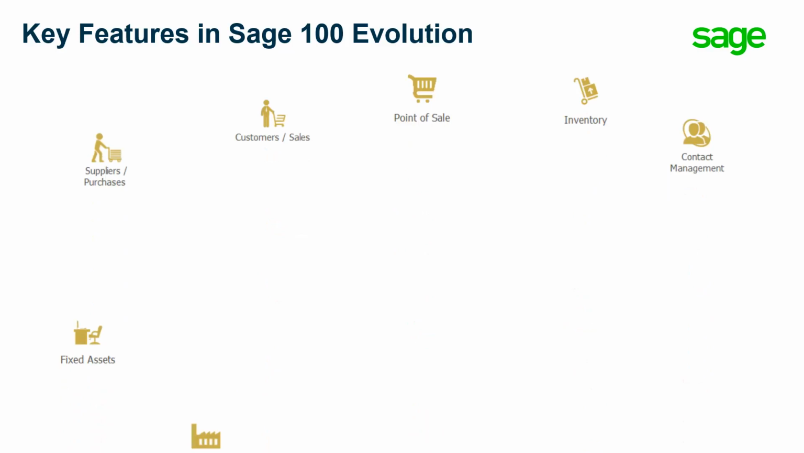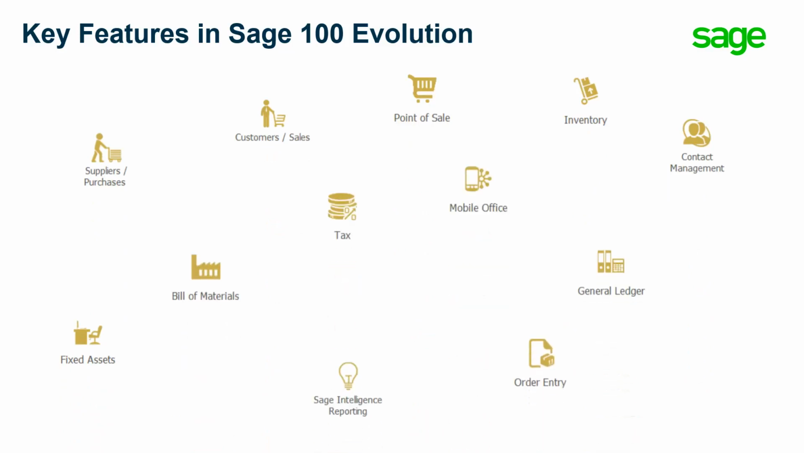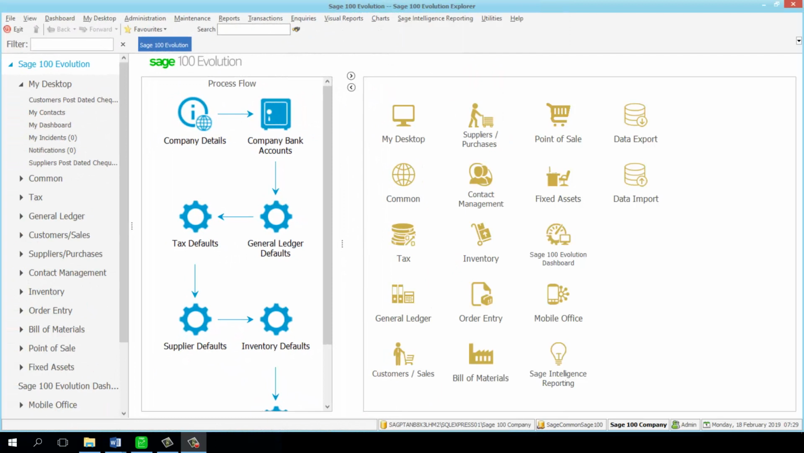Some key features available in Sage 100 Evolution: suppliers, customers, point of sale, inventory, contact management, fixed asset, bill of materials, tax, mobile sales, the general ledger, order entry, and Sage Intelligence Reporting. Once you log into your Sage 100 Evolution database, the System Manager screen will display.